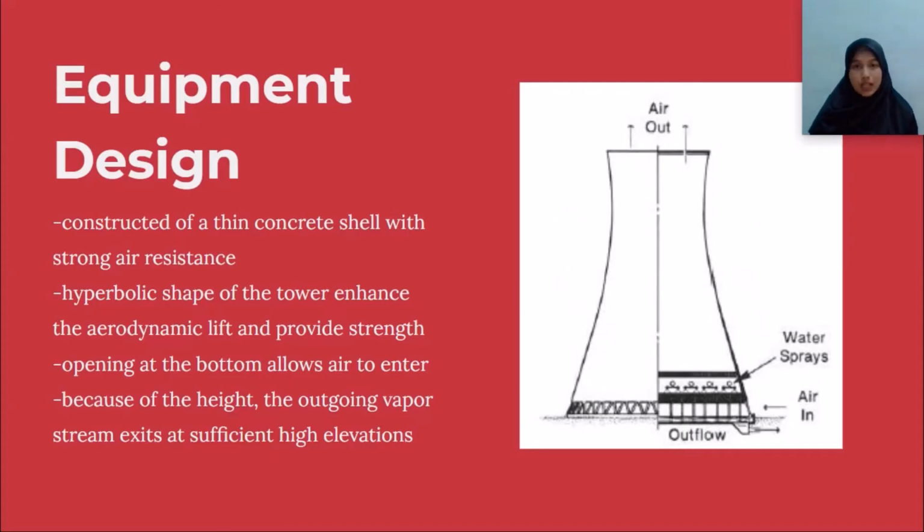For the equipment design, HSND cooling tower is constructed of a thin concrete shell with strong air resistance, and its hyperbolic shape enhances the aerodynamic lift and provides strength, which is better than the cylindrical shape. The opening at the bottom allows air to enter, as discussed in the previous slide. Because of the height, which is larger than the density difference, the outgoing vapor upstream exits at sufficiently high elevation.